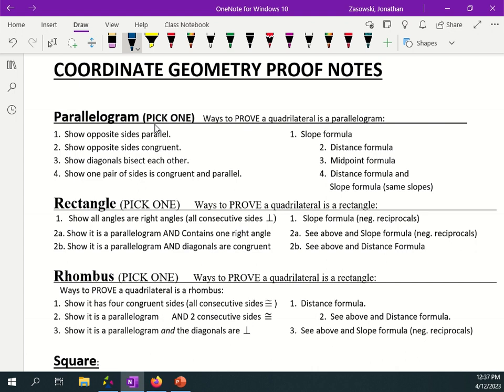Or you do one pair of sides congruent and parallel. Your job is to know one of these and have this as a go-to. So when it says, show it's a parallelogram, you're going to be like, bro, my game, slopes, I'm doing opposite sides parallel, and we're rocking it. That's all you got to do, okay? Pick one as your go-to, and make sure you know how to do it.